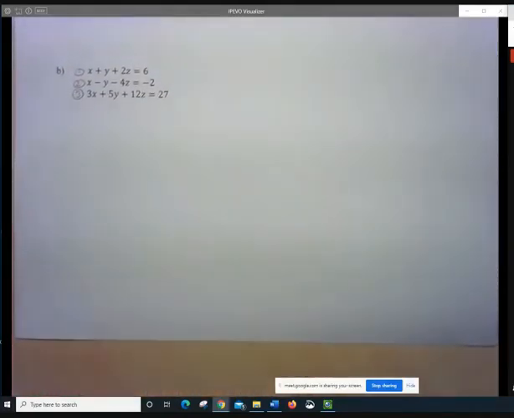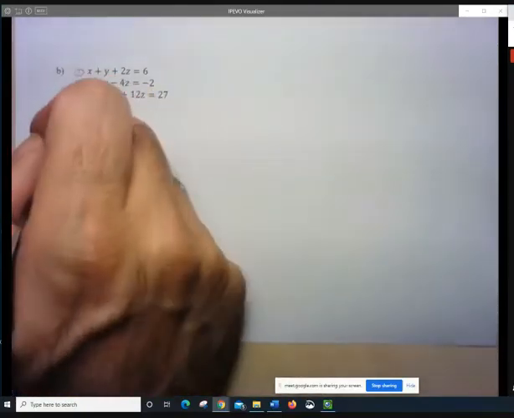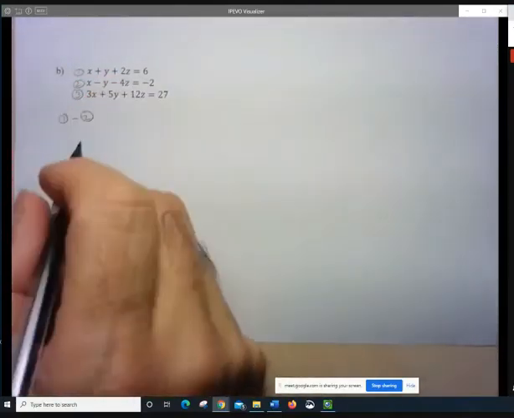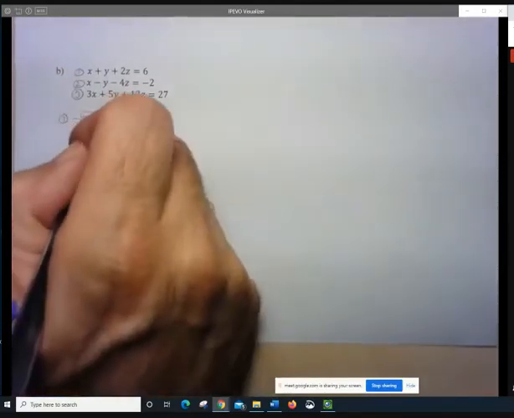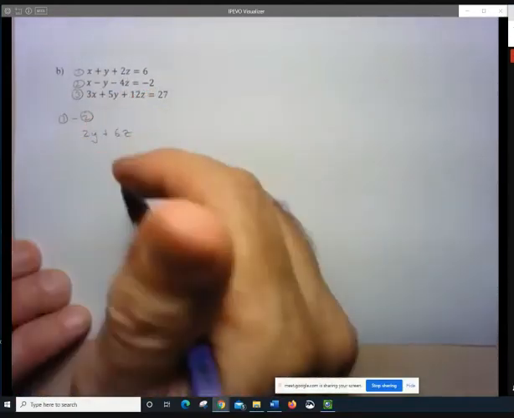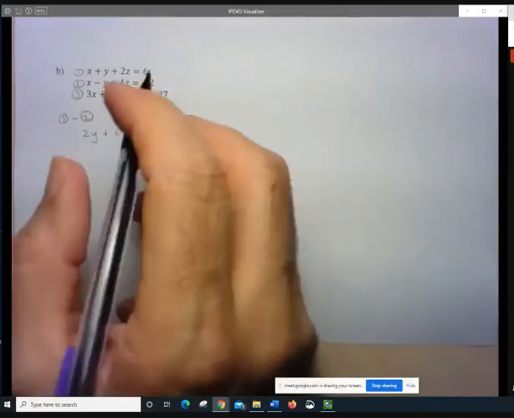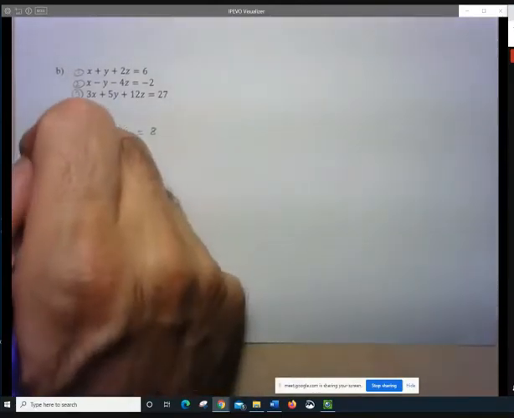Let's eliminate x, maybe in this one here. This x looks pretty reasonable. So let's subtract equation 1 minus equation 2. We have x minus x is 0. y minus negative y, so we have 2y. 2 minus negative 4, so plus 6z, equals 6 minus negative 2. 6 plus 2 is 8. Make sure you're checking my arithmetic. So here's my equation 4.